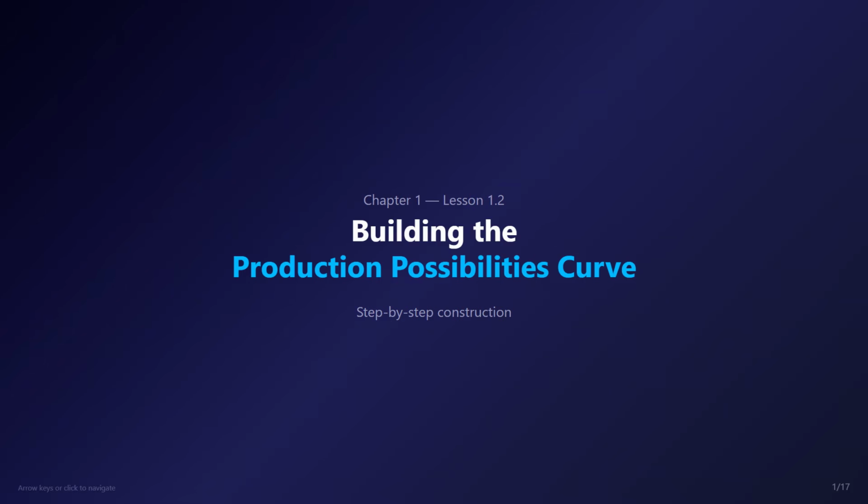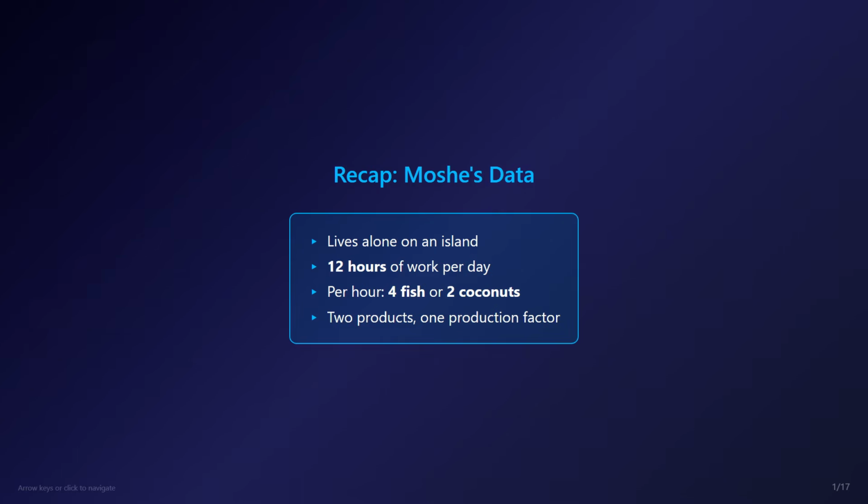Constructing the production possibility curve, Moshe's example on a deserted island. In the previous section, we introduced the scarcity problem and the basic idea of the production possibility curve. Now, let's build the production possibility curve step by step and gain a deep understanding of what it represents. Reviewing the data. Let's recall our example.